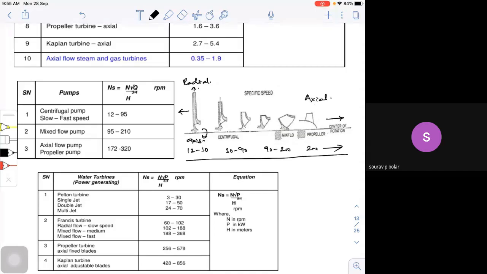So if I'm trying to use my turbo machine for lower head, what does lower head mean? I have a small pressure head, but I may have a large discharge. That Q can be more, but the pressure head available will be small. Under these conditions, the type of turbo machine I choose is a radial one.